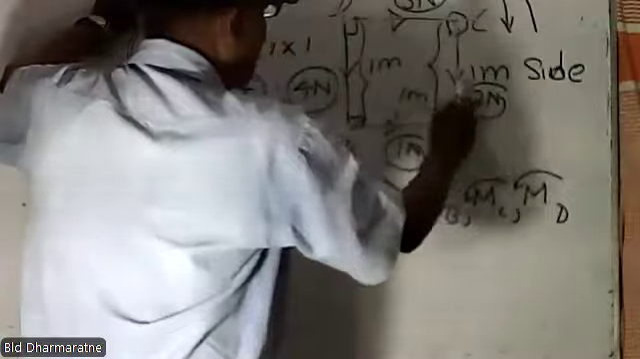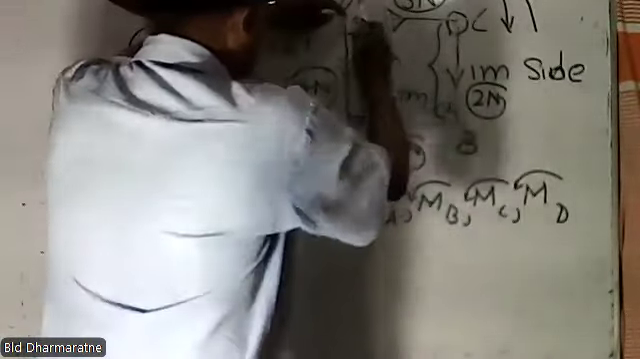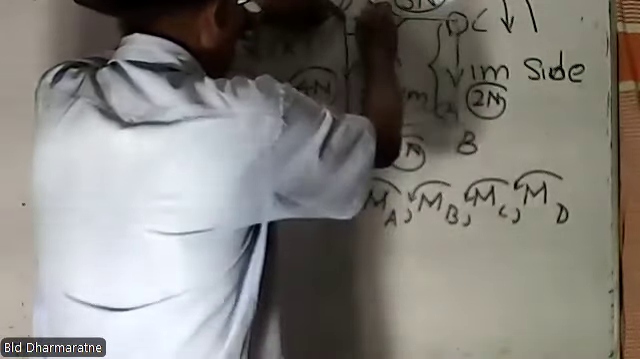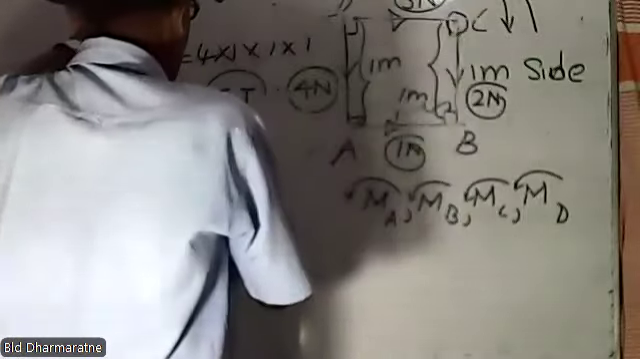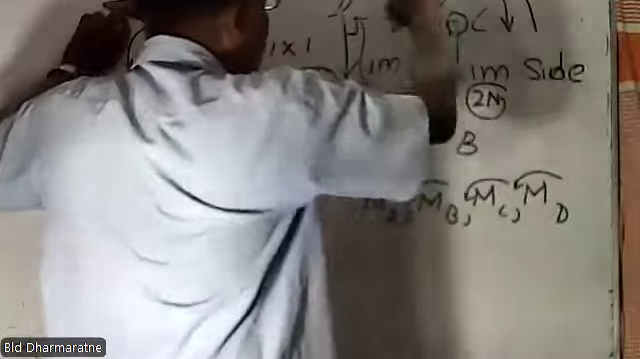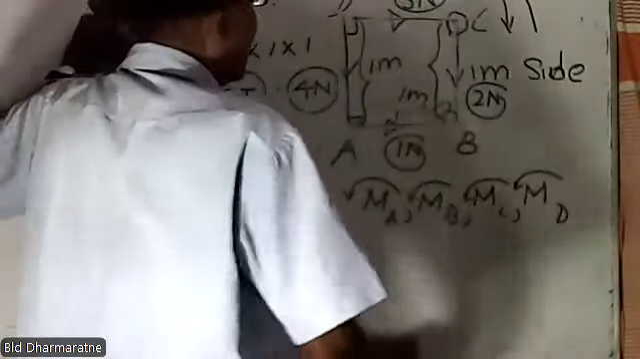These two forces, this one and this one. First we take this force, 1, to the perpendicular direction, 1 meter. This is equal to 1 into 1. This is positive. Why? Because it is coming in the anti-clockwise direction, and we are considering anti-clockwise direction positive.